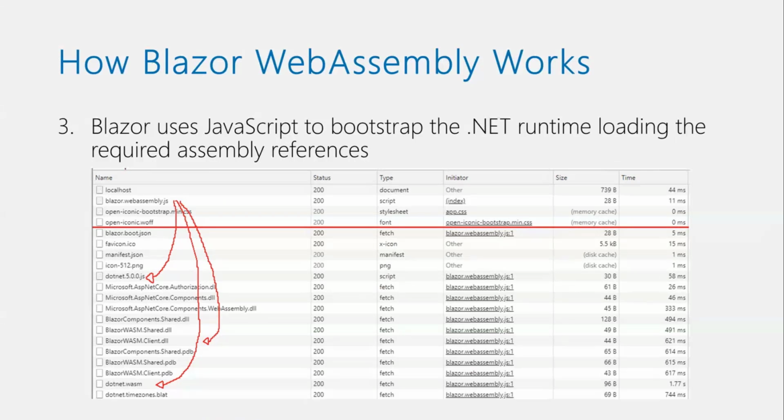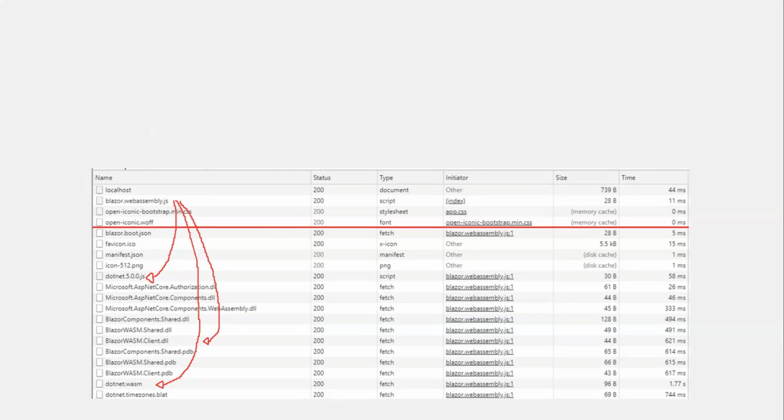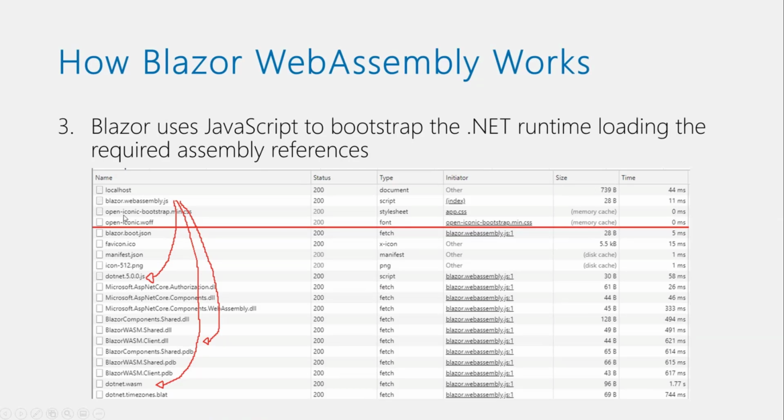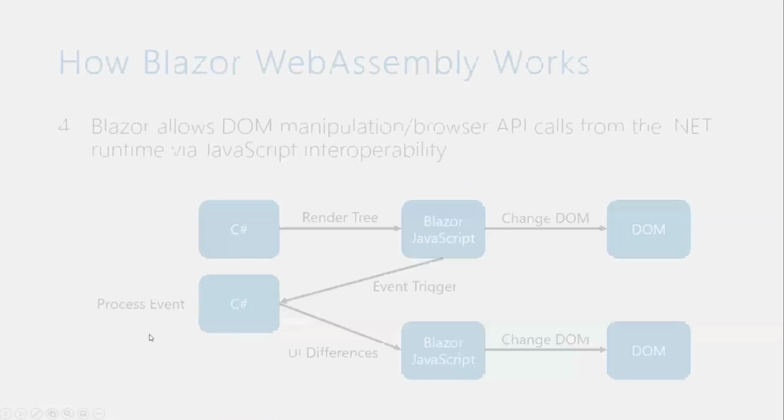Now if we look at the network stack in a Chrome-based browser to see how everything loads up, this red line denotes what those four files end up being loaded through that web page. If we go back slightly, you can see all of these files being loaded up here are basically these files here. Then the Blazor WebAssembly.js file is responsible for loading up the .NET runtime, loading up your .NET WASM, and loading up the rest of your DLLs and everything to be able to load everything up.